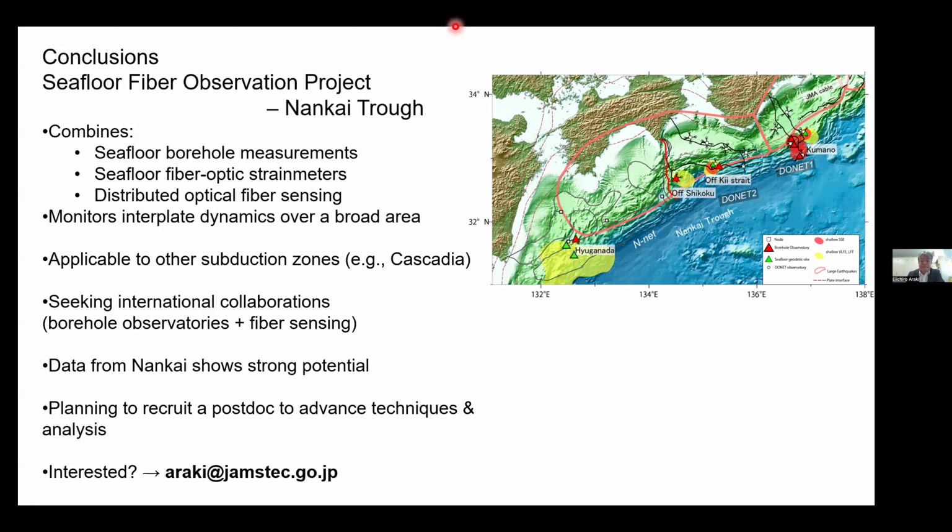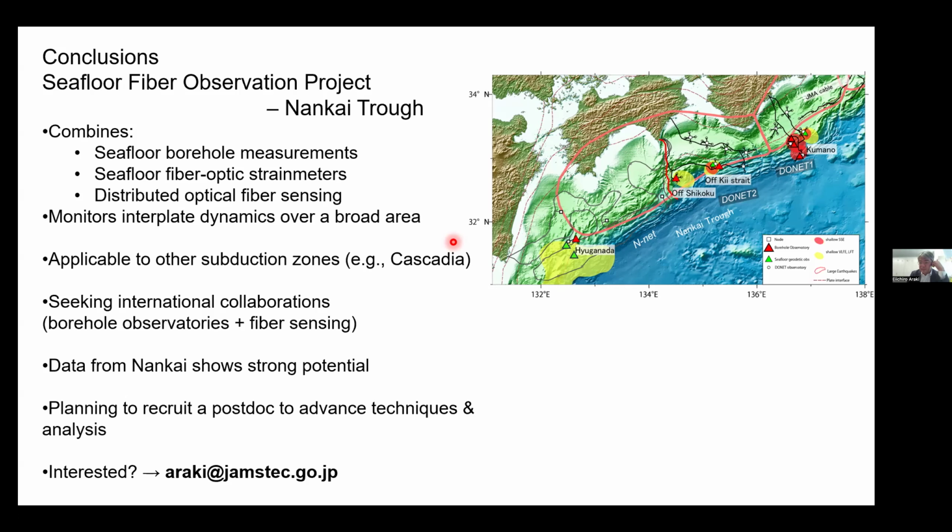Is there drift in this type of observation? How to evaluate that? Drift on which part? Is it the borehole or the fiber optic sensing in the seafloor cable?